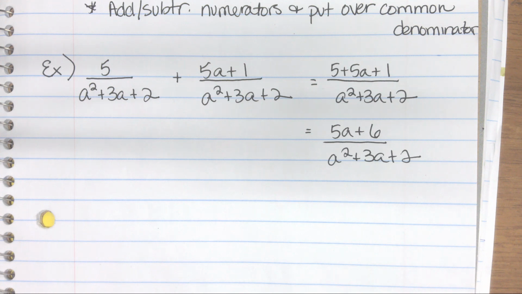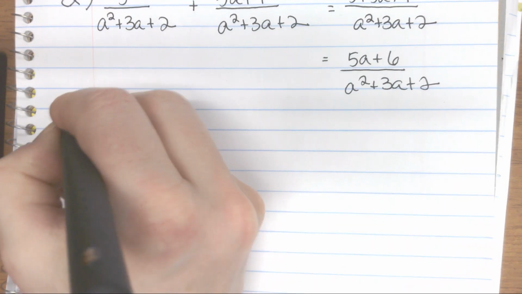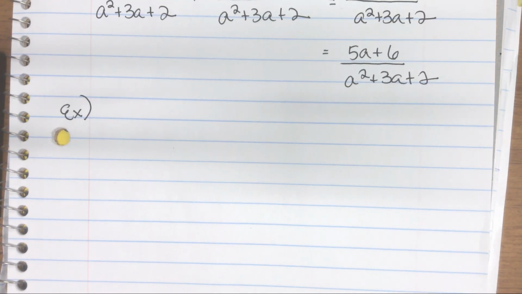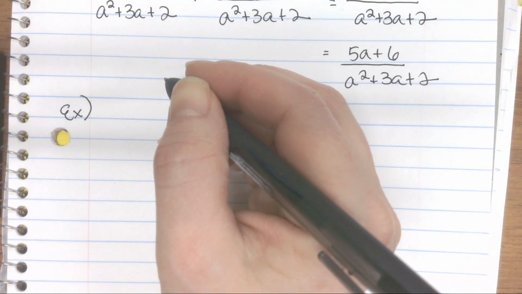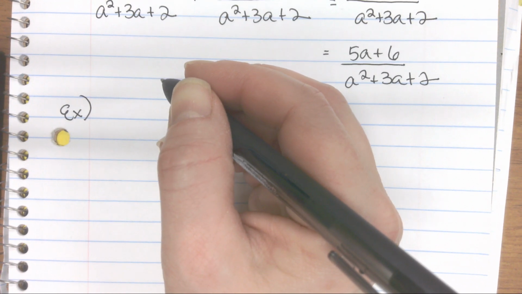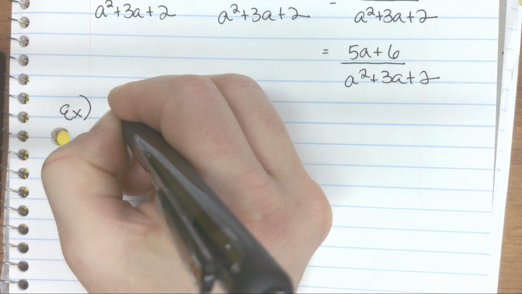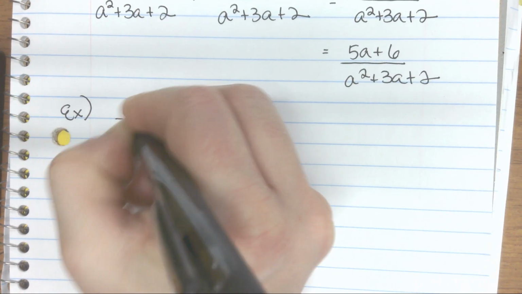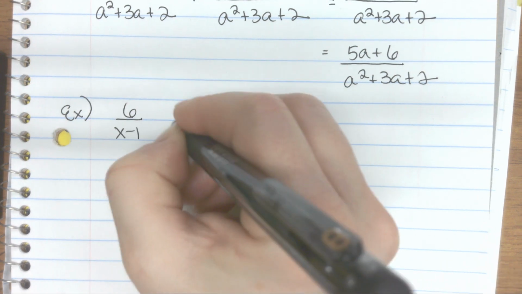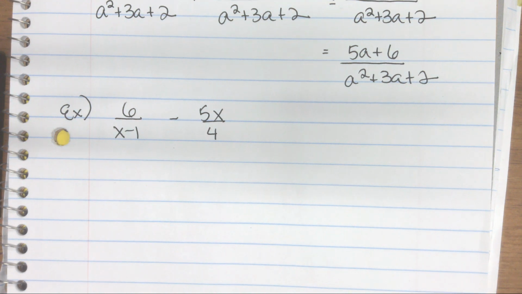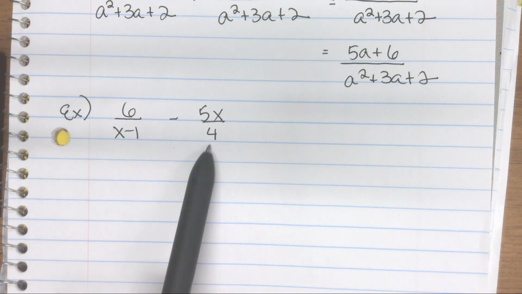All right, it's going to get harder. So next, what if I have two fractions that are different and one has an x and one doesn't? So let's say I had something along the lines of 6 over x minus 1 minus 5x over 4. Okay, so first of all, I have a minus here. That's one thing that's a little bit different. And second thing is, do you see how my denominators are not the same?